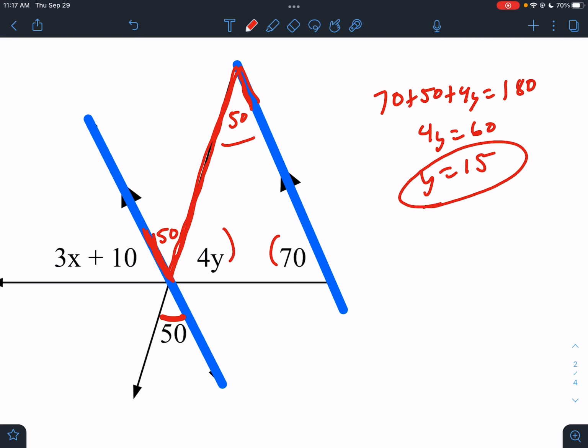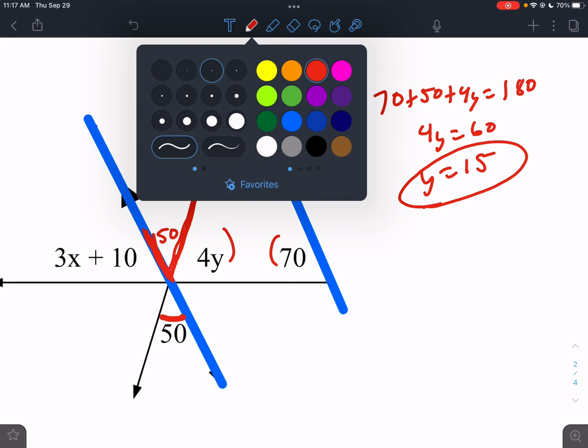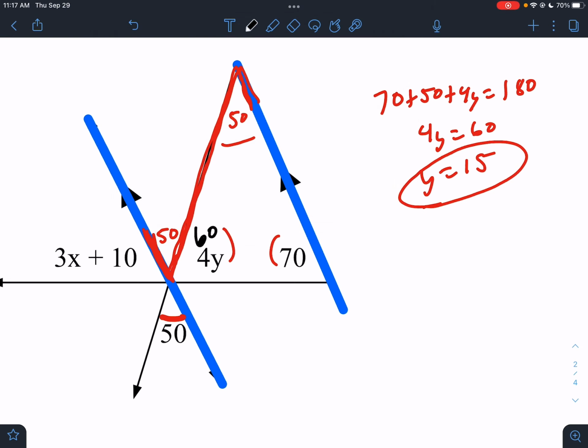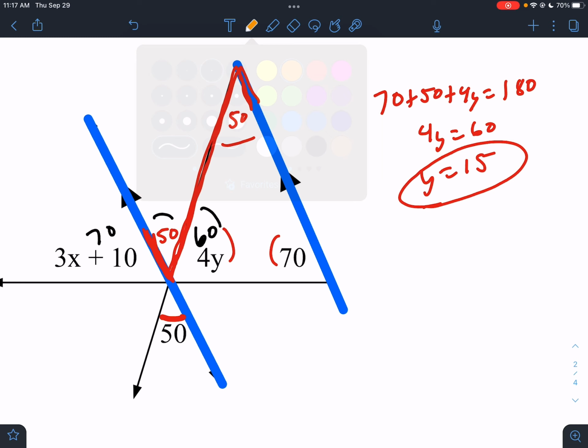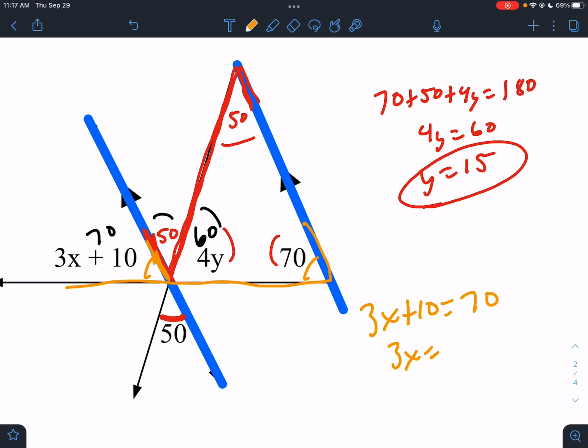If y is 15, then we know that this corner is 60. So 60, 50, this has to be 70. I know what you're thinking. Mr. Balin, didn't you yell that? Yep, you could have done it like this. Those are corresponding, so you could have known it that way, letter F. But we know that 3x plus 10 has to equal 70. No matter how you slice it, 3x plus 10 equals 70. So you get 3x is, not 20, 3x is 60. X would then be 20.